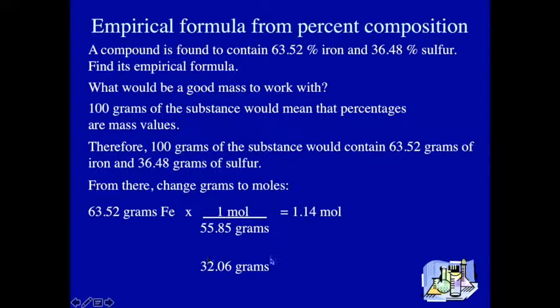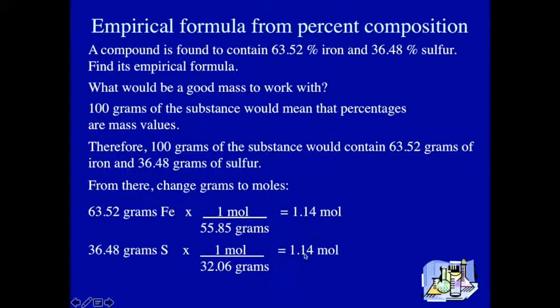Now this, by now you might be able to guess, this is the gram molar mass of sulfur. And in this case, I have 36.48 grams of sulfur times 1 mole over 32.06 grams. Again, I'm canceling out my units. At the same time, I'm just basically taking 36.48 grams and dividing it by the gram molar mass of sulfur to find out how many moles of sulfur I have.